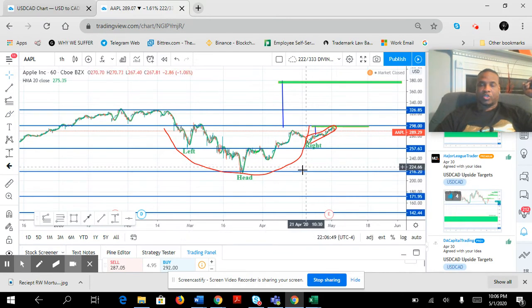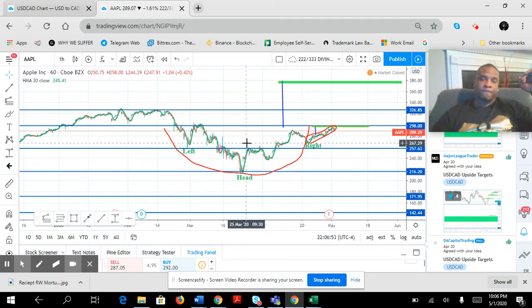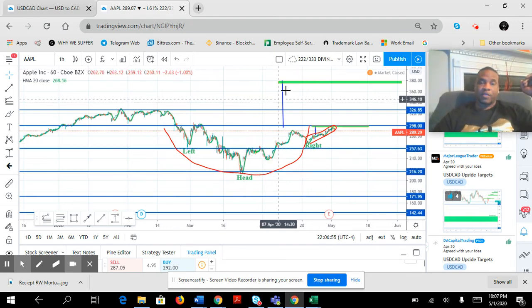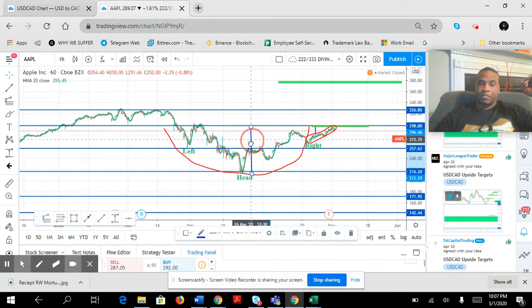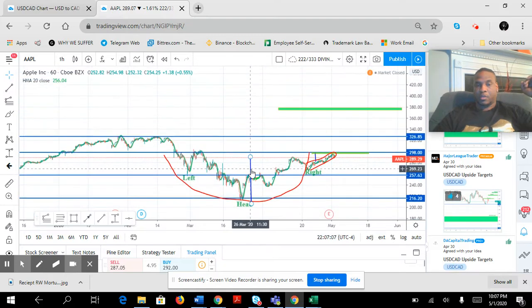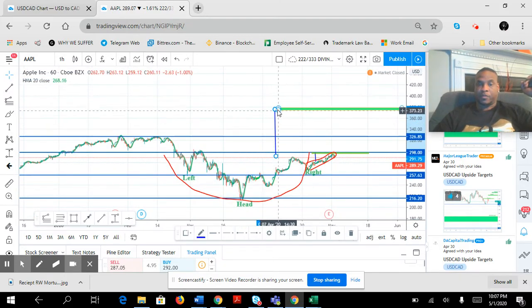How do you get the targets on the cup and handle trade? Same way you do with the head and inverse head and shoulders. Measure from the bottom of the cup to the top, the brim of the cup. You put it on top. Boom. Same thing. So we just saw two patterns in the one.